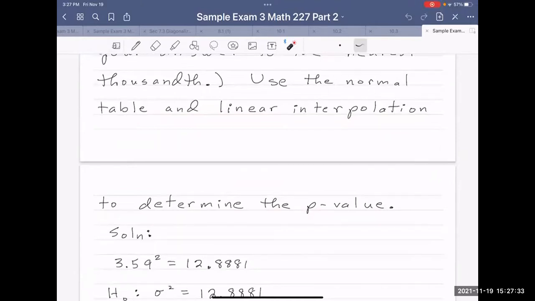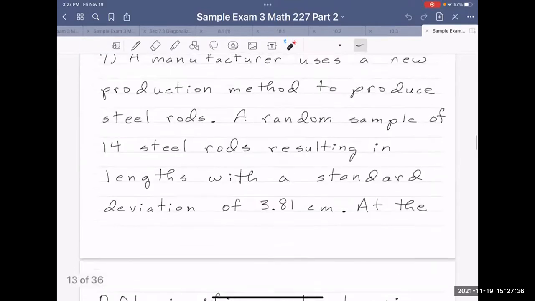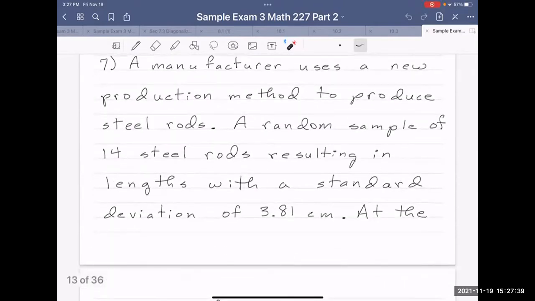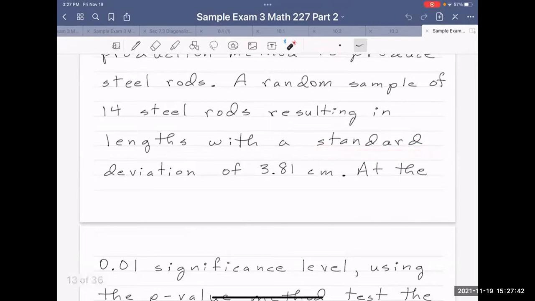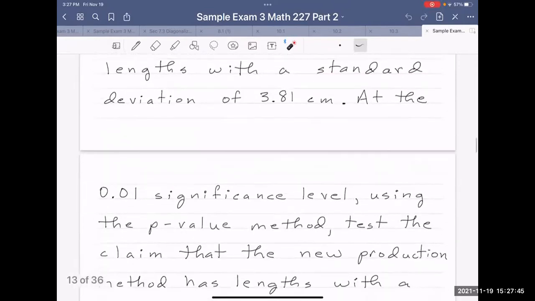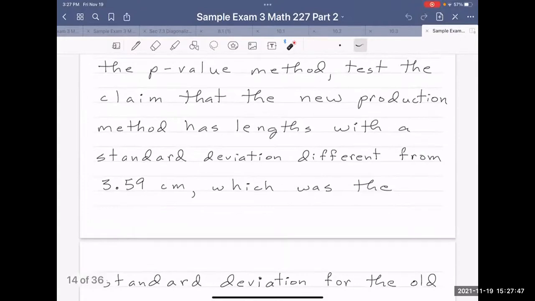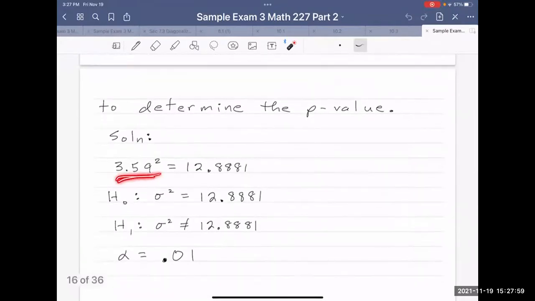Okay, so we want to test here that the standard deviation is not equal to 3.59. Well, we don't really test claims about standard deviations. We test claims about variances. So let's square the standard deviation, 3.59, which gives 12.8881, and do the claim about this.